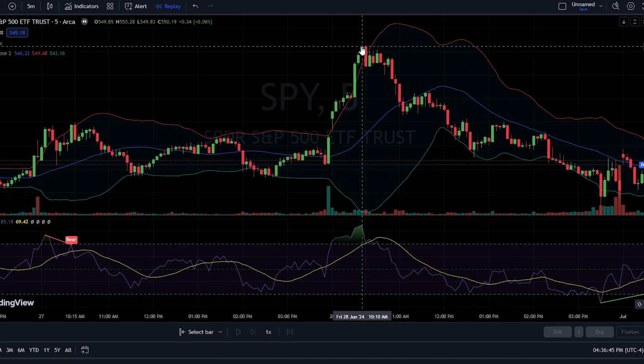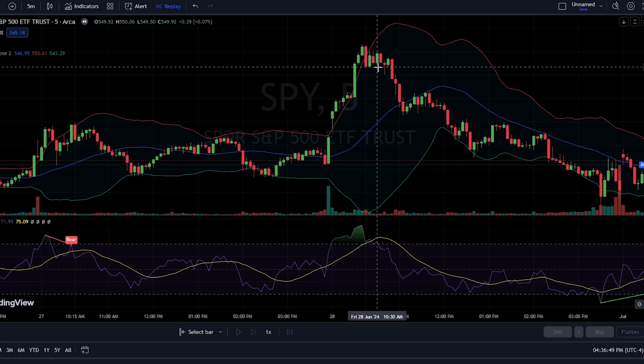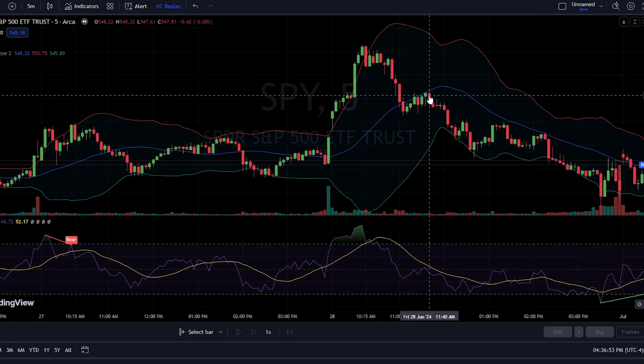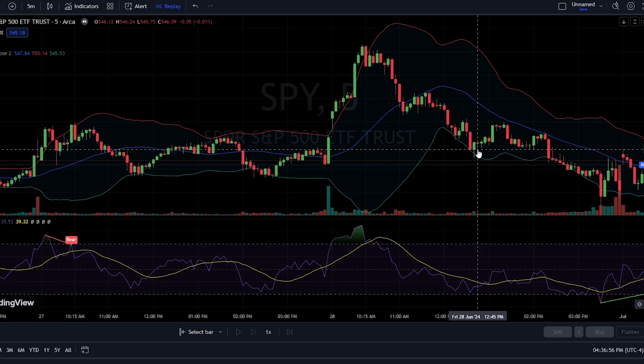Now, as you can see here, the price and the market was being overbought. And as you can see through mean aversion, it ended up trickling down to our 18 SMA and then eventually to the bottom of our Bollinger Band.